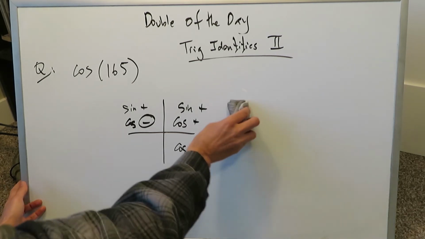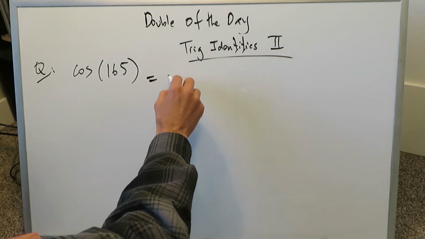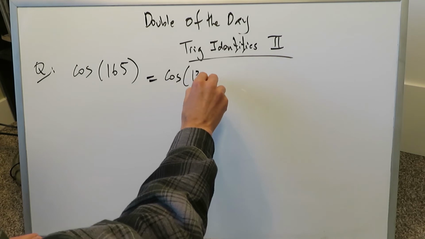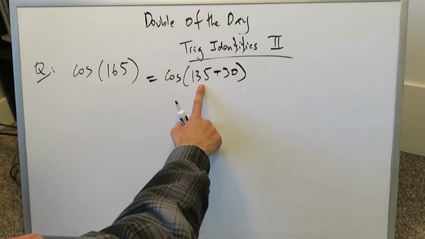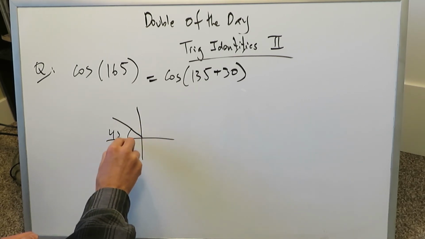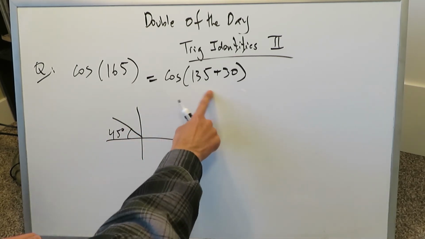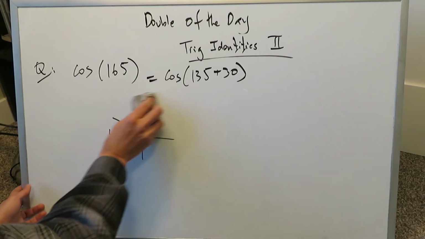Anyhow, our question is cosine 165. How can we demonstrate 165? There are multiple ways. I'll just show you one way. How about this? We are looking at cosine of 135 plus 30. This right here is a good angle because 135 has a reference angle of 45 degrees in the second quadrant. So you're really looking at 45 degrees here, but in the second quadrant, and that's the route I want to take. So it's not going to be too hard.